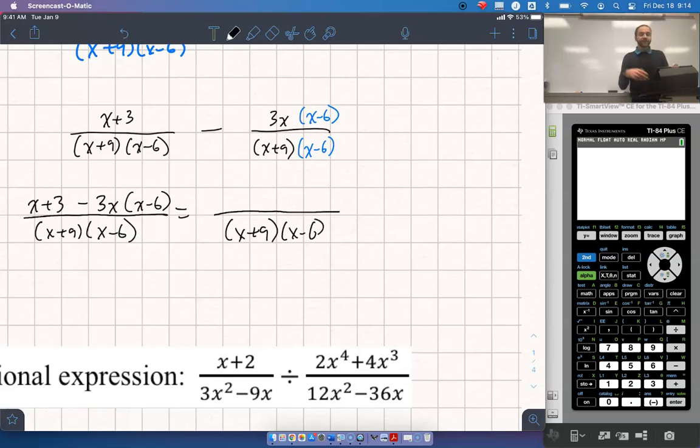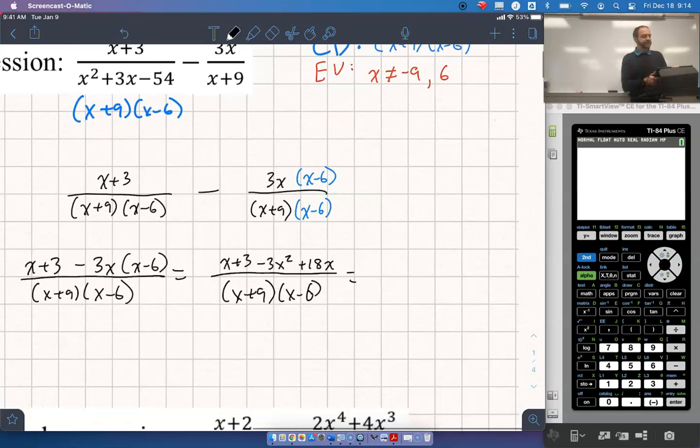And what I'm going to do is I'm going to distribute the top. So I have x plus 3 minus 3x squared, in this case plus 18x. Again, I'm just going to simplify the numerator. The denominator, that x plus 9, x minus 6, that's just going to stay. Not going to do anything to it. But the top, I'm going to write in standard form.